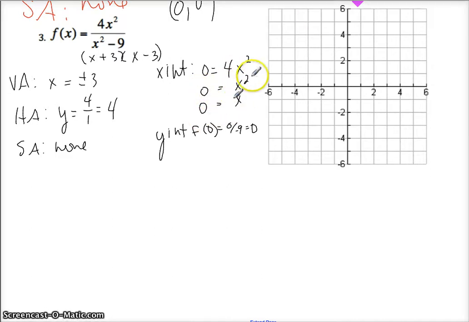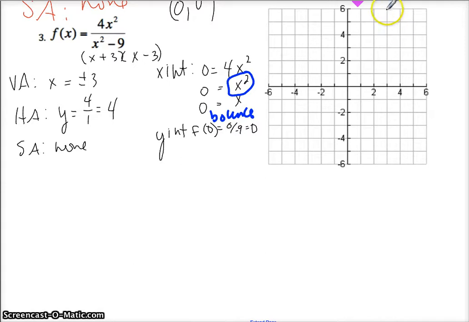Now remember, because this factor that gave us 0 occurred twice, 0 will have a multiplicity of 2, which means we will bounce. And then our y-intercept, plug in 0 here and here, 0 divided by negative 9 is 0. So we have an x-intercept of 0 and a y-intercept of 0.